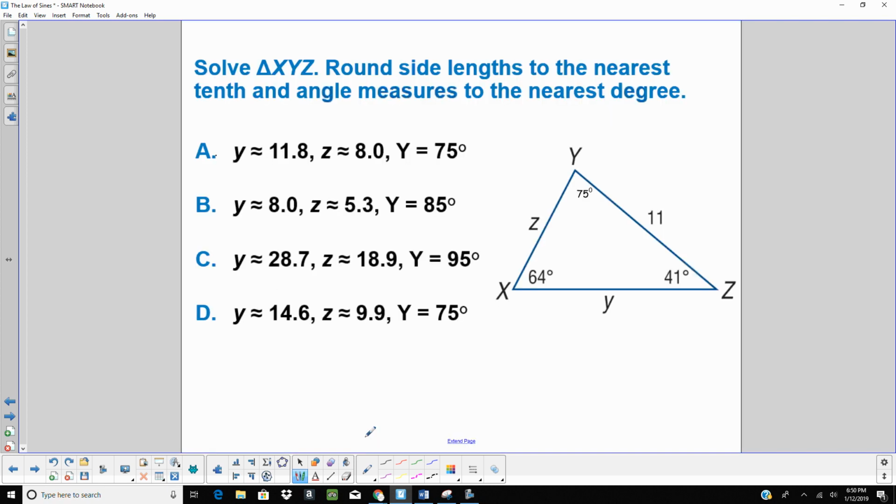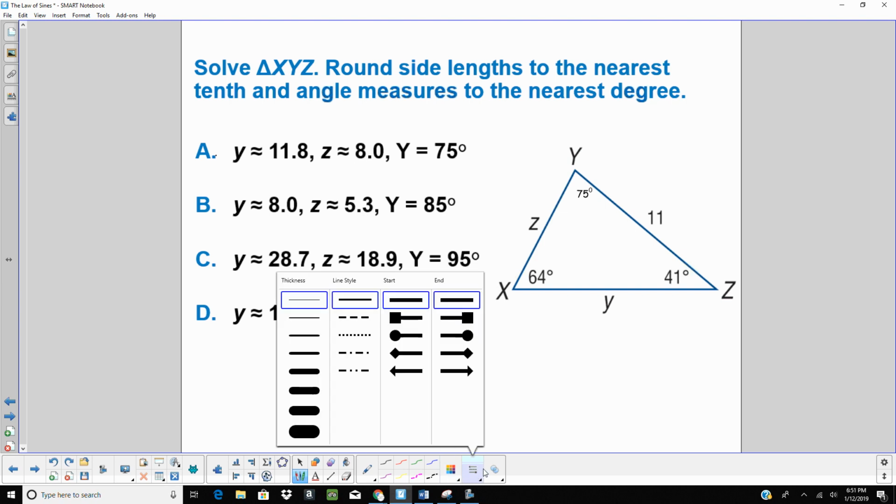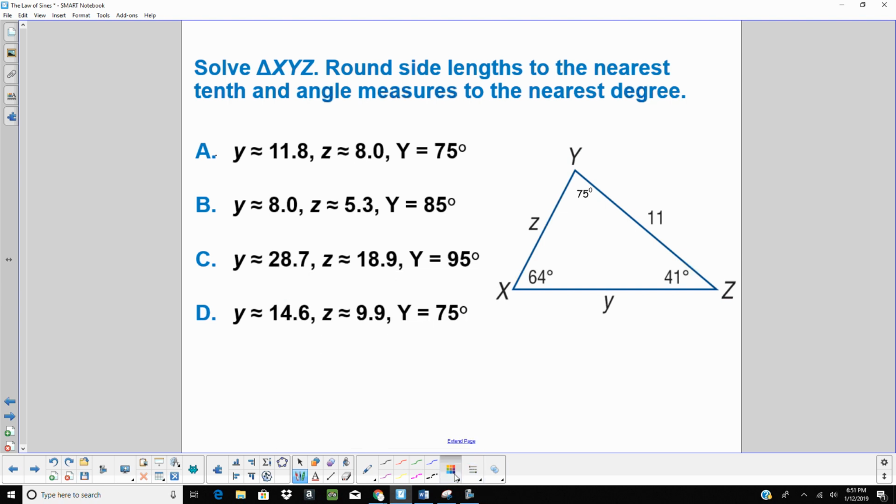All right. Take a second and try this one on your own. And I just realized that I meant to hide that angle right there. Pretend you didn't see that. So hit pause, try that one on your own.